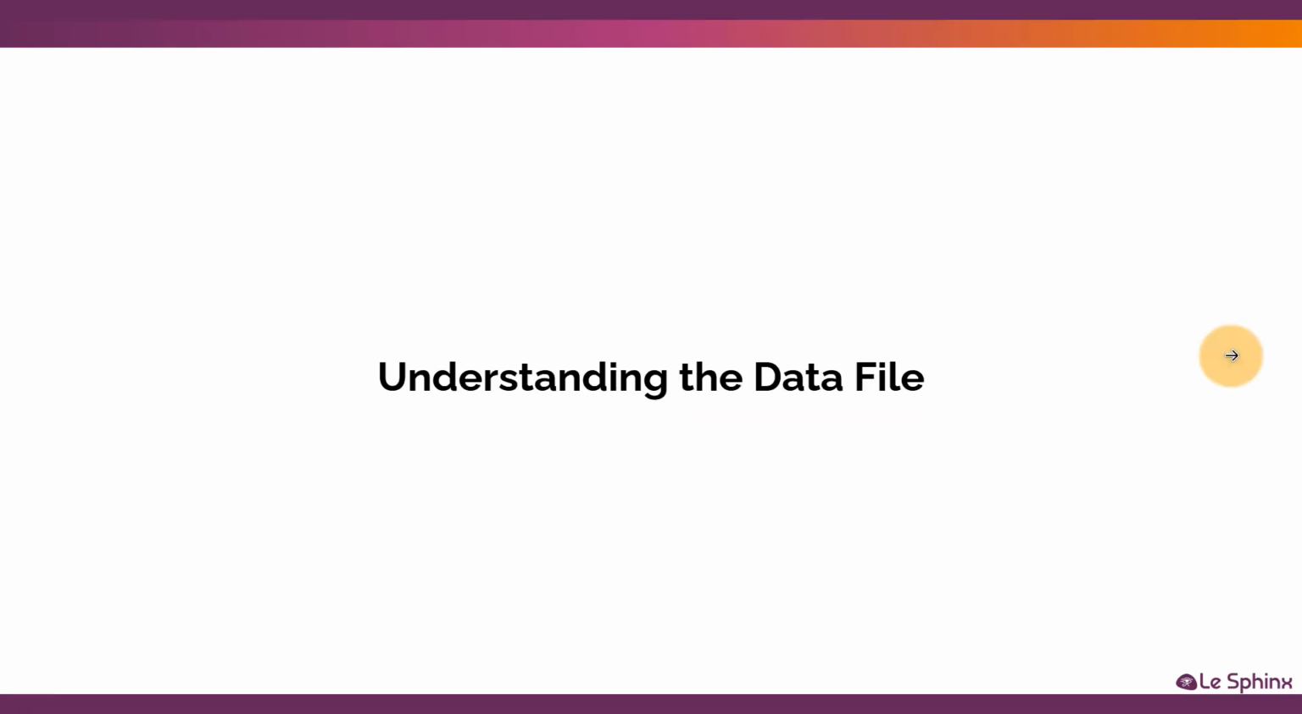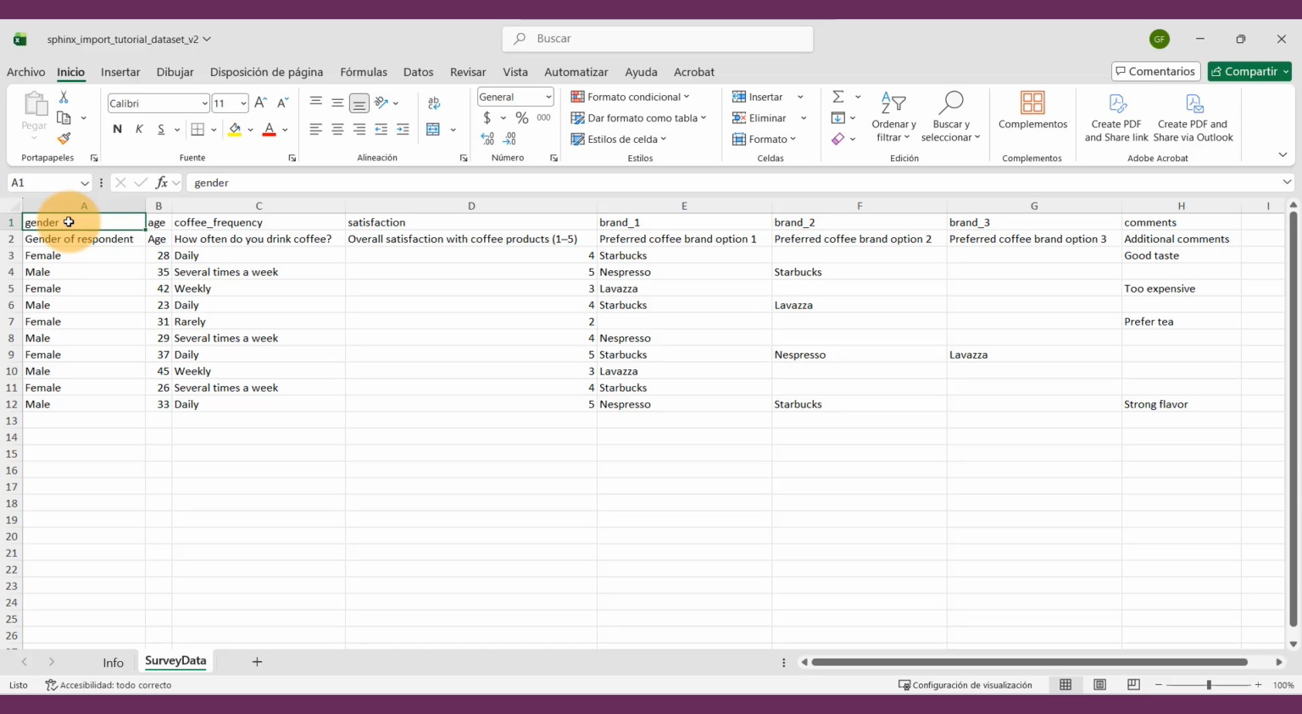Understanding the data file. Before importing data into Sphinx, it is important to understand the structure of the dataset. Here, we have an example Excel file containing survey responses. Each column represents a variable, and each row corresponds to one respondent. The first row contains the variable names, and the second row contains the variable labels, which describe each question.